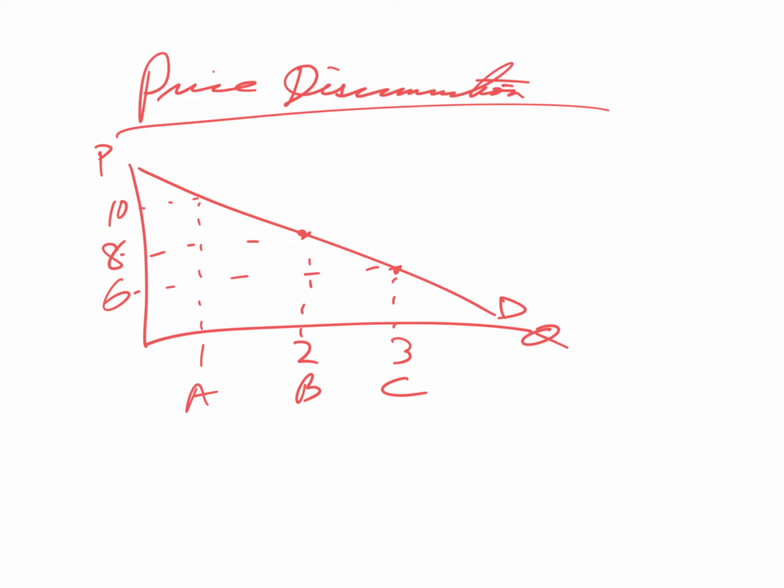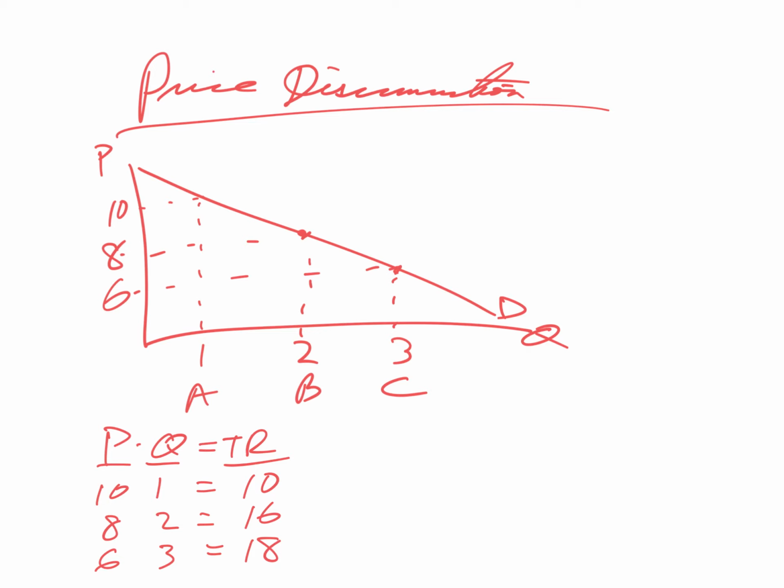Now, let's take a look at the total revenue. If they charge 10, they can sell 1 unit and total revenue is 10. If they lower the price to 8, they can sell 2 units. That's total revenue of 16. If they lower the price to 6, they can sell 3 units. Total revenue is 18.